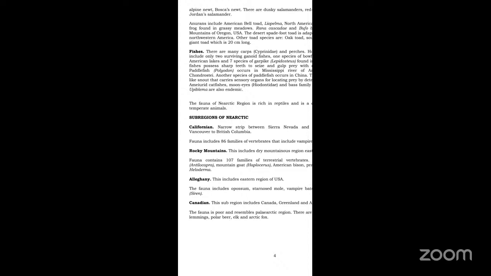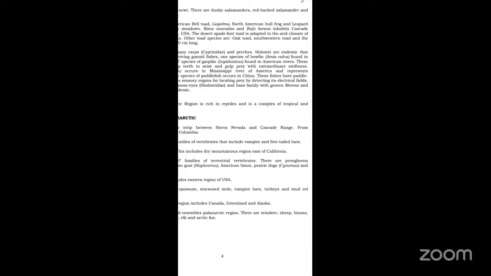So these are some of the sub-regions of the Nearctic region, and within these sub-regions we have seen what fauna is present. So with this, the Nearctic region or the Nearctic realm is over. Now, the next region is the African region.